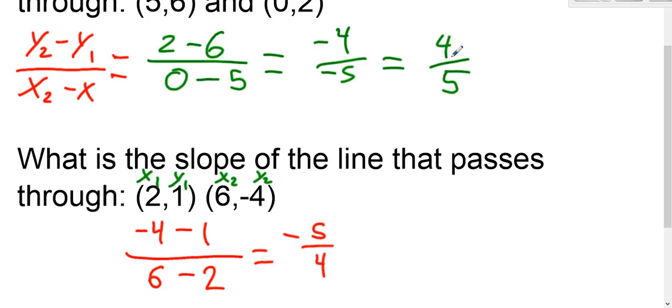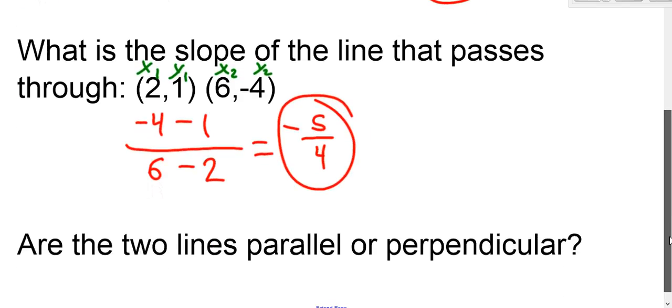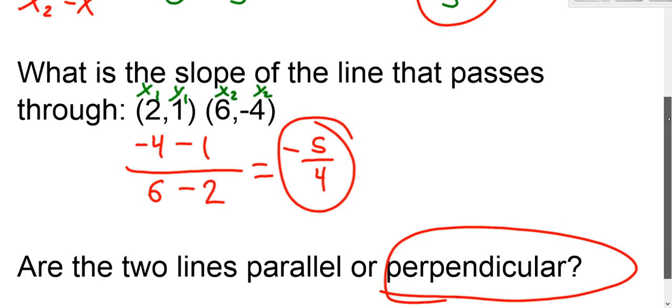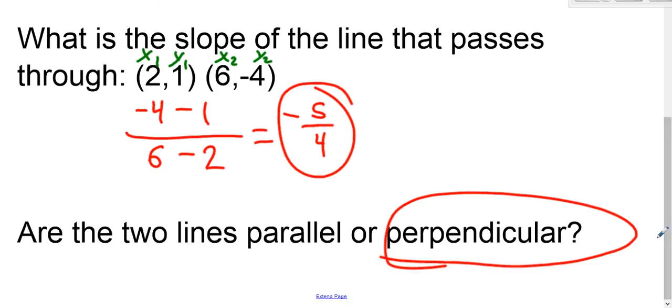So we have our 2 slopes, 4/5 and -5 over 4. It's obviously not the same slope, so they're not parallel. We do have a positive and a negative, so they are opposite signs, and we have 4 over 5 and 5 over 4, so they are reciprocals. That means that they are perpendicular. If they weren't opposite reciprocals and they weren't the same, then they would be neither parallel nor perpendicular.